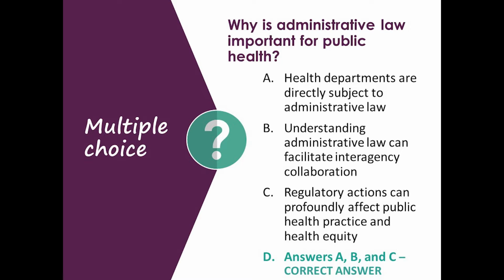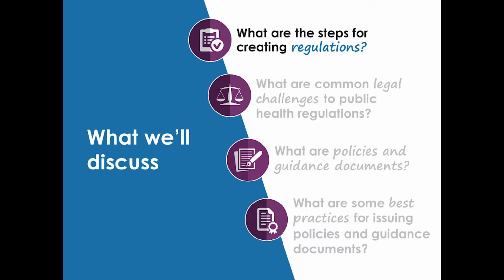In summary, understanding public health agencies' regulatory powers and how to deploy them equitably, in alignment with administrative law principles, can significantly affect public health practice and improve population health outcomes. Now that we've finished our review, let's begin by exploring the steps for creating regulations.